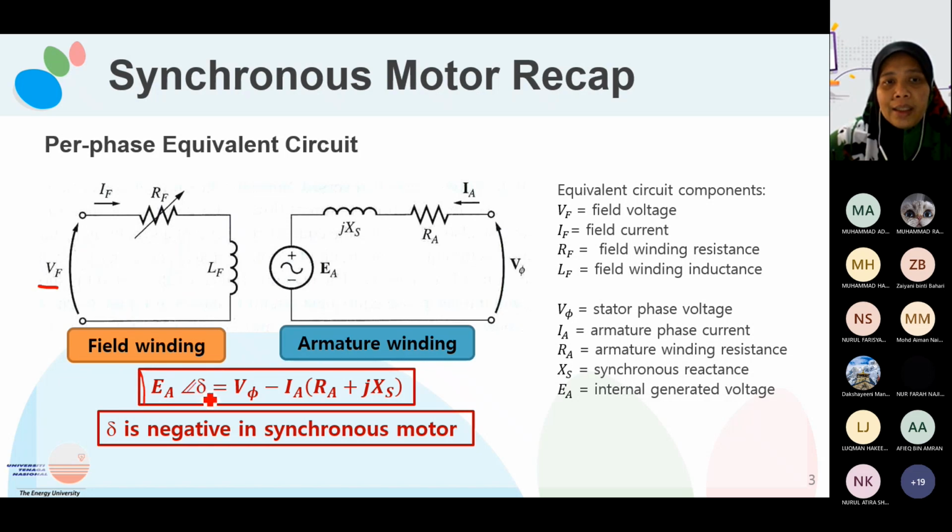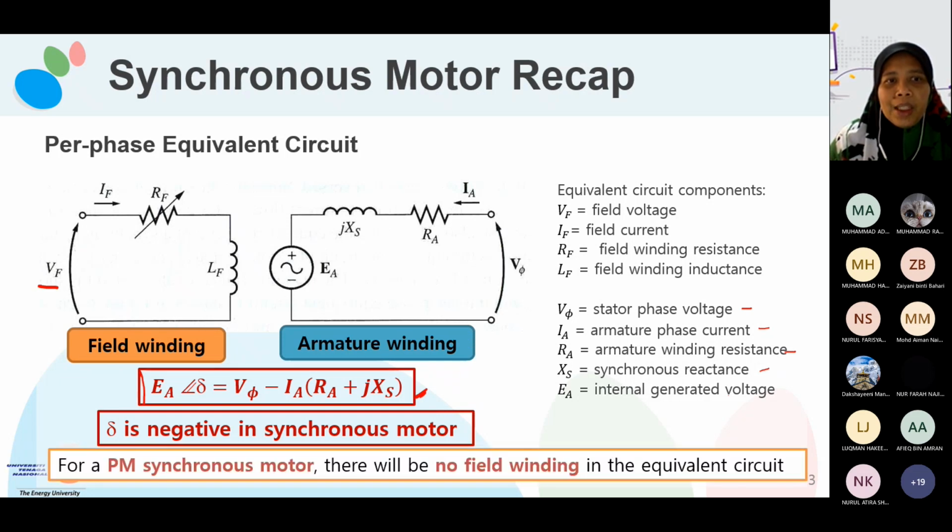EA angle delta equal to V phase minus IA (RA plus jXS). Okay, where V phase is the stator phase voltage, IA the armature phase current, all the phase value, RA the armature winding resistance and XS synchronous reactance, and EA is your generated voltage. Masih ingat kan this formula? Okay. We already analyzed the per phase equivalent circuit previously. Okay, but this one for permanent magnet synchronous motor, there will be no field winding in the equivalent circuit, but we didn't cover the permanent magnet synchronous motor.